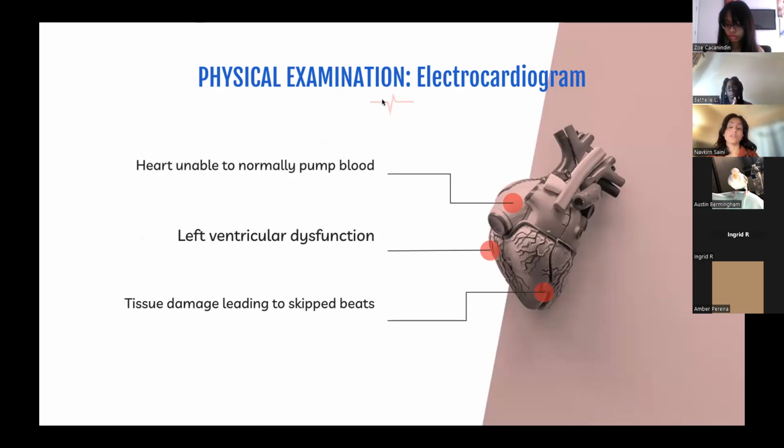So when we're looking at the physical examination of this patient, the first step that was used is pulling up an electrocardiogram. I don't think I said this, but this case study itself was published as a research paper, so this is real. And from the electrocardiogram, they were able to see that the heart is unable to normally pump blood, and that the patient specifically had left ventricular dysfunction and tissue damage leading to skipped beats.